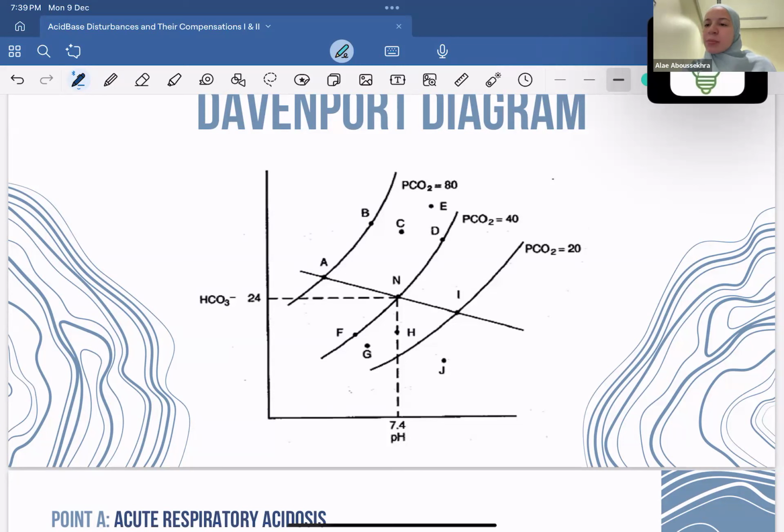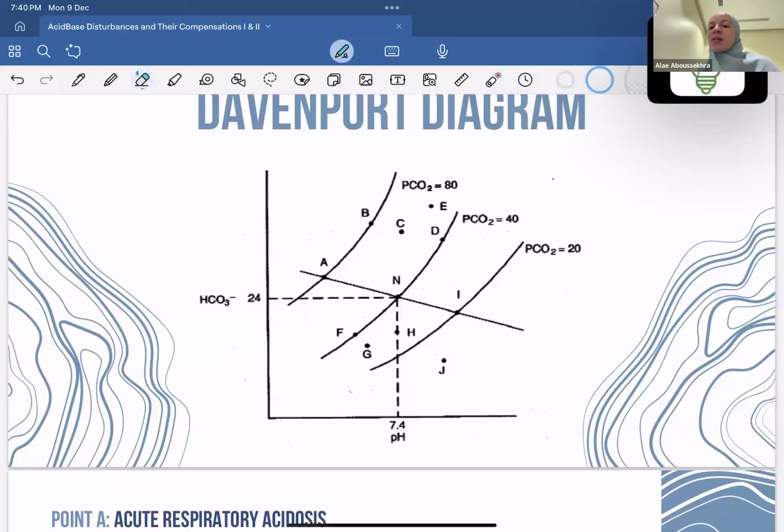CO2, let's say that this is, for example, a partial pressure of 60, since it's between the two lines. So basically we have 60, which is increased. That means CO2 is increased, but pH is normal, so we can't really make an assumption. The bicarbonate, let's look at it. It's also increased. So you have increased CO2 and increased bicarbonate. So in this case, it's basically a fully or completely compensated disturbance.